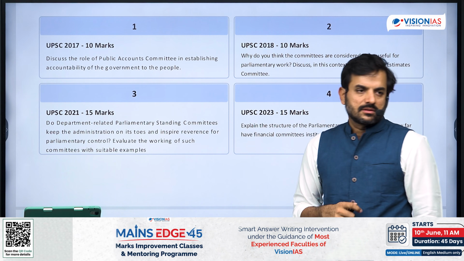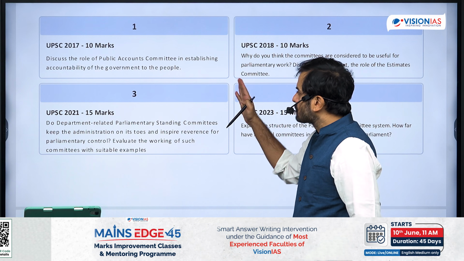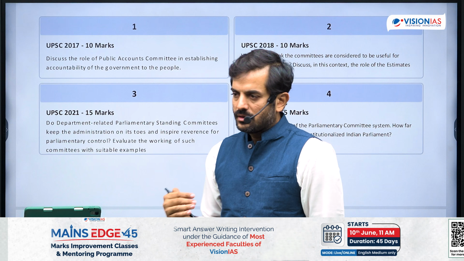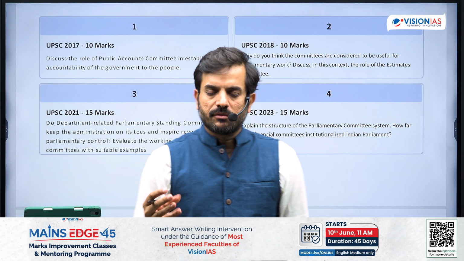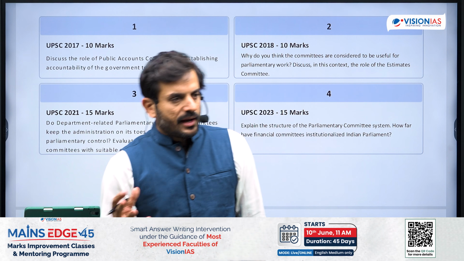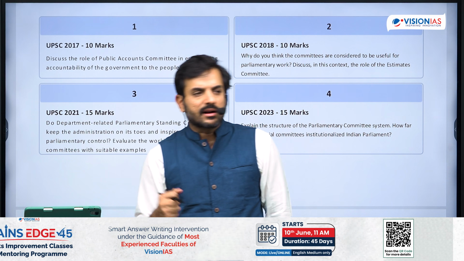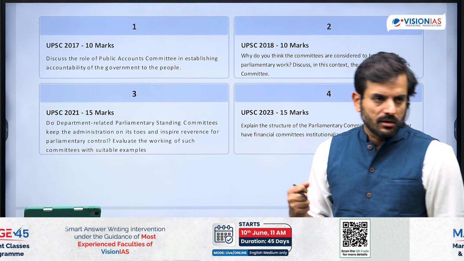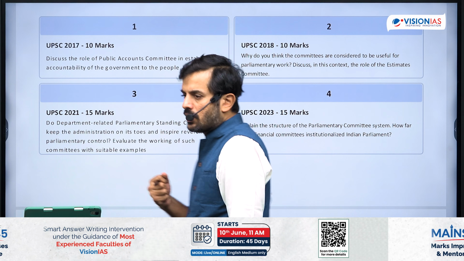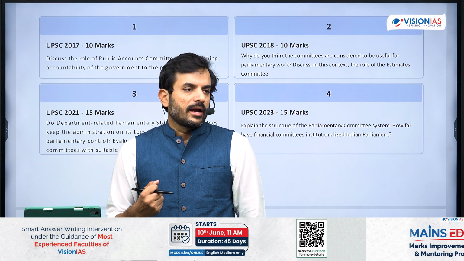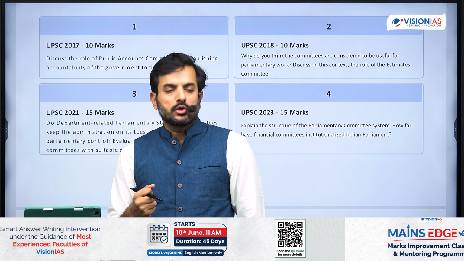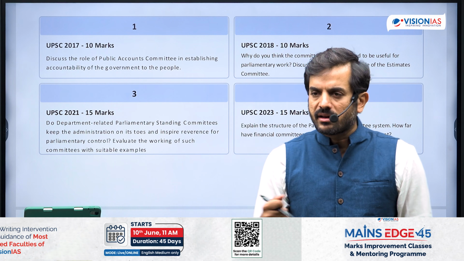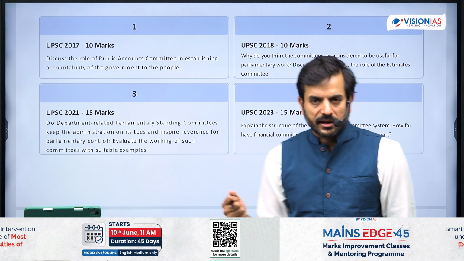2017 question says, discuss the role of Public Accounts Committee in establishing accountability of the government to the people. There is a committee of the parliament which is called as the Public Accounts Committee. It consists of members of both the Lok Sabha and the Rajya Sabha. Its primary role is to hold the government accountable with respect to its financial spending. It is supposed to look into the reports that have been prepared by the CAG on the expenditure and the revenue as well as the public sector undertakings of the government.